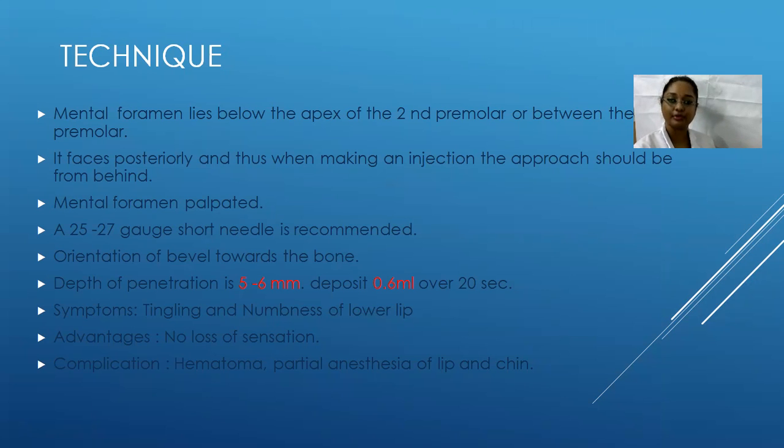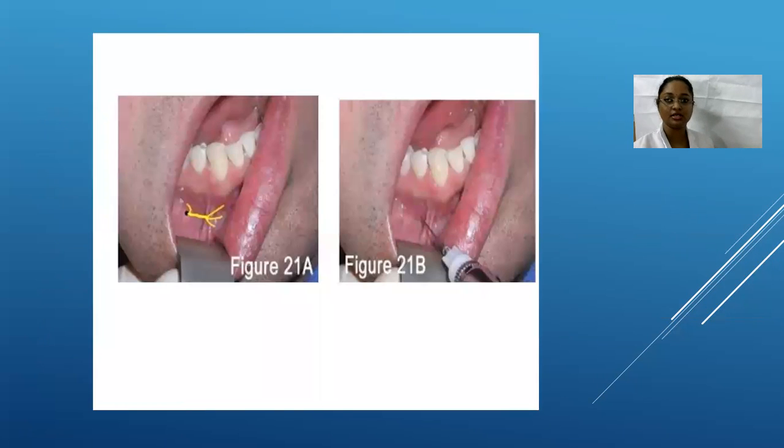After the identification of the mental foramen, a 25 to 27 gauge short needle is usually recommended, and the bevel should be oriented towards the bone. The depth of penetration is about 5 to 6 millimeters, and 0.6 ml is deposited over 20 seconds. The main symptoms are tingling and numbness of the lower lip, and the main advantage is there is no loss of sensation. The main complications are hematoma and partial paresthesia of the lip. These are the mental nerve block.